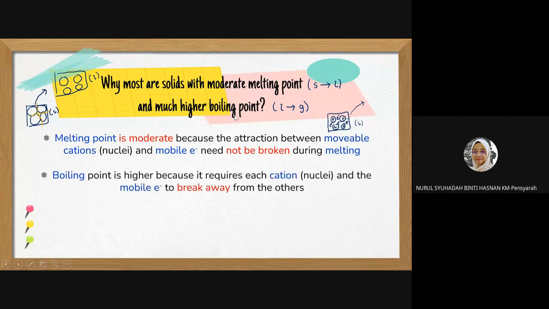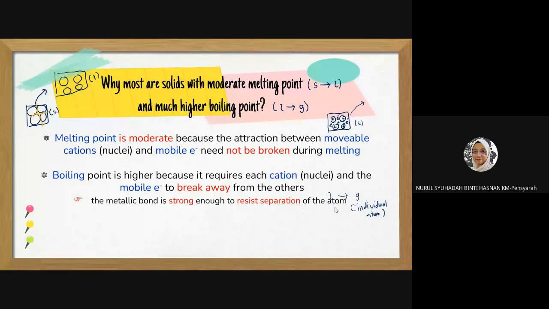Tapi untuk boiling point, the boiling point is higher because it requires each cation and the mobile electron to break away from the other. So maksudnya dekat sini daripada liquid state, daripada liquid kita nak jadikan dia gas. Gas dekat sini kita akan ada individual atom. Okay. So untuk jadikan dia individual atom sangat susah sebab the metallic bond is so strong antara nukleus dengan elektron dekat situ. So nak putuskan dia susah, jadi dia perlukan higher energy. So the boiling point will be higher. Okay, so kita kata kat sini, so the metallic bond is strong enough to resist separation of the atom. Okay, now itu berkenaan dengan melting point and boiling point.